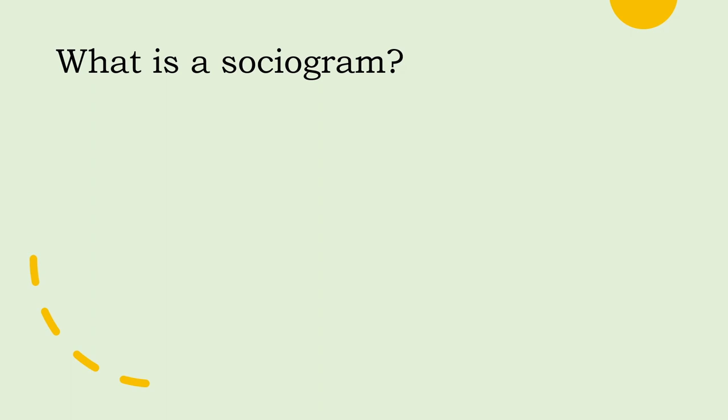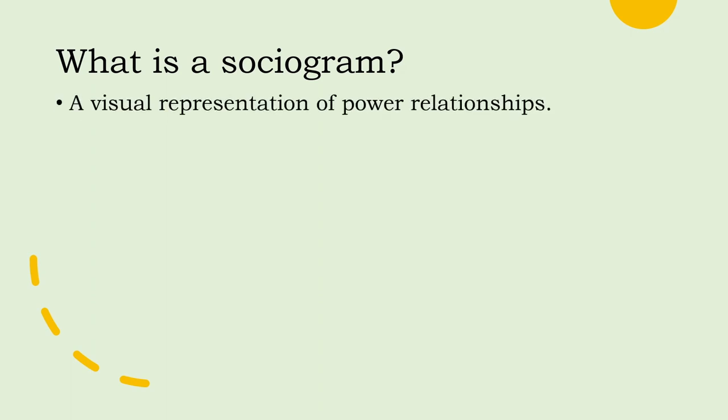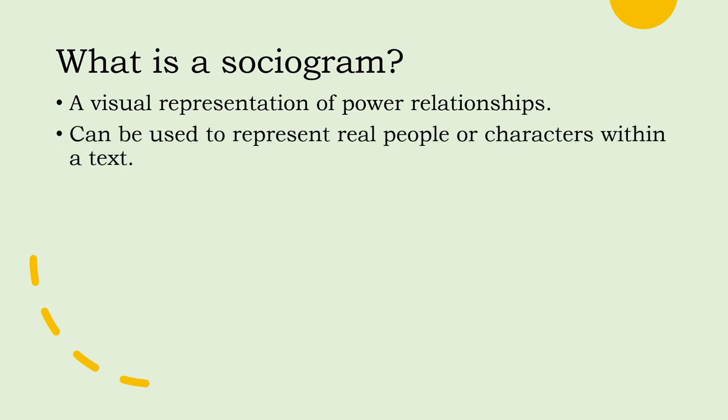So what is a sociogram? A sociogram is a visual representation of power relationships. It can be used to represent real people, or it could be used to represent characters within a text, as long as there are individuals and groups that show some sort of power relationship. You can use a sociogram to demonstrate that.